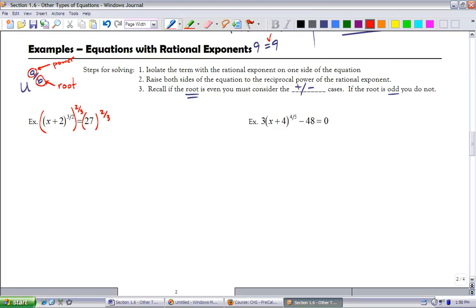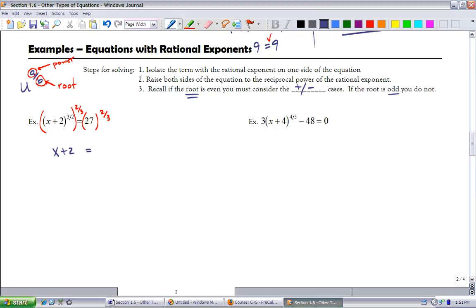So what's going to happen here is these all cancel out, leaving you with 1, because when you have exponents in that position, you multiply them, and 3 halves times 2/3 is 1. So you're going to end up with x plus 2 to the first power, which is x plus 2, equals 27 to the 3 halves power.